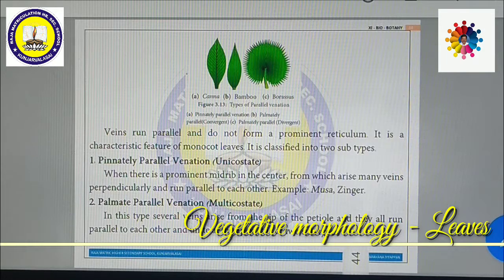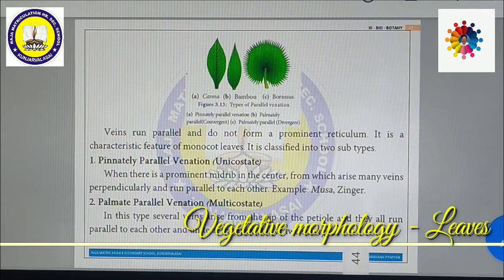When there is a prominent midrib in the center, from which arise many veins perpendicularly and run parallel to each other. In Musa, means banana, ginger means inji. These are some examples for pinnately parallel venation. Then we can see about palmately parallel venation. In this type, several veins arise from the tip of the petiole and they all run parallel to each other and unite at the apex.